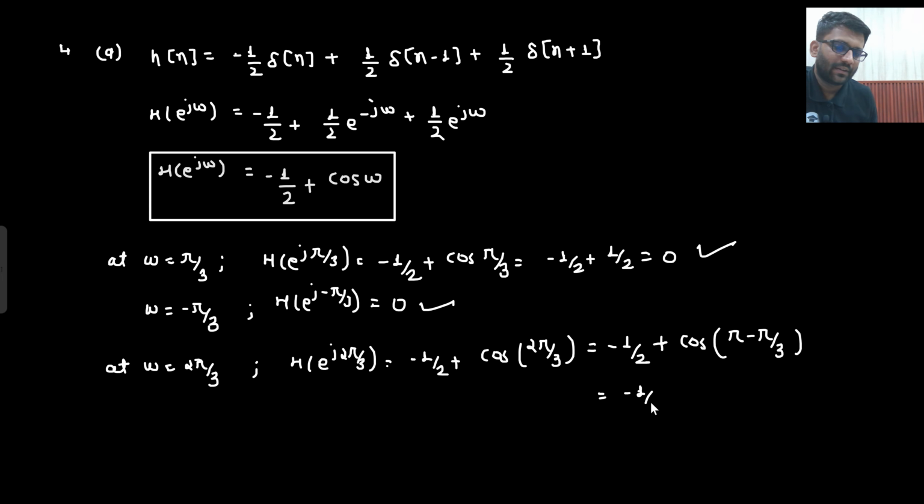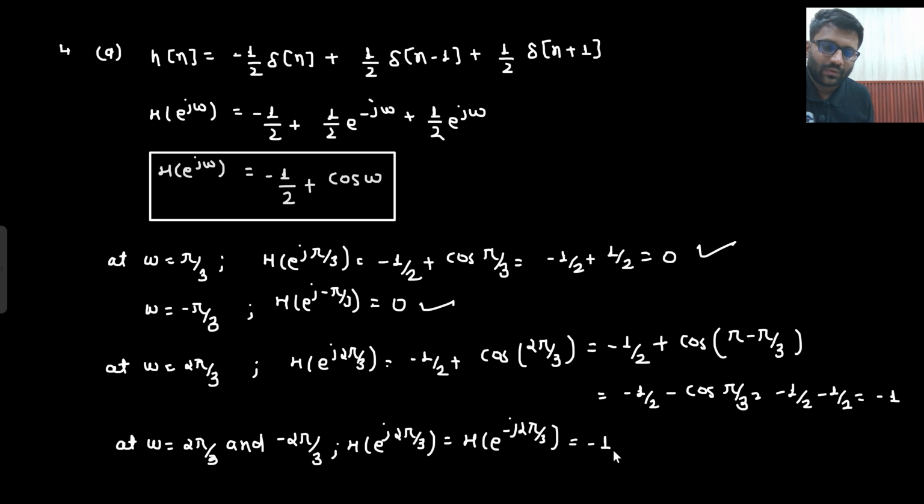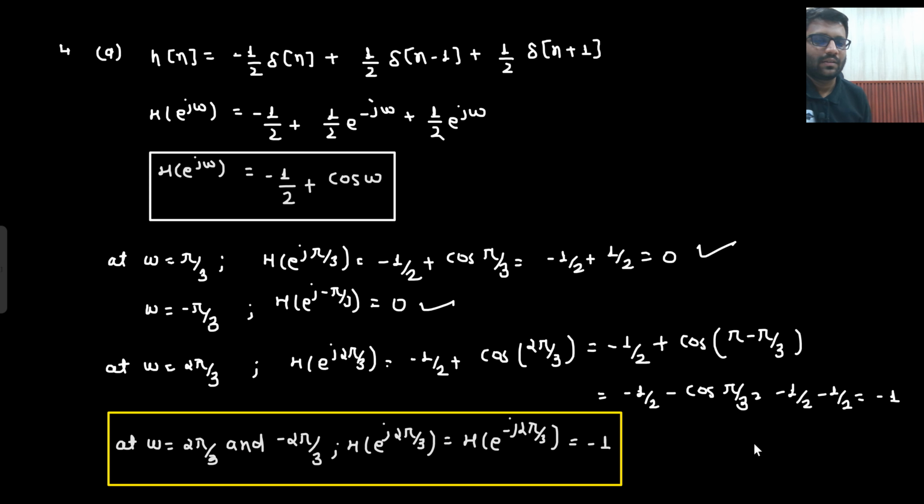So what is the answer you are getting? Minus 1 by 2, minus 1 by 2, so minus 1. So what you are getting at omega equals 2 pi by 3 and minus 2 pi by 3 is that H of e to the power j 2 pi by 3 equals H of e to the power minus j 2 pi by 3, that is equal to minus 1. This is the scenario you are getting. So the gain is minus 1.